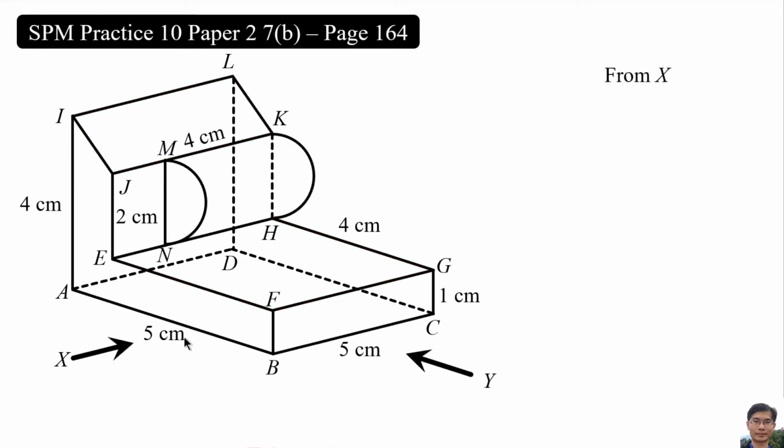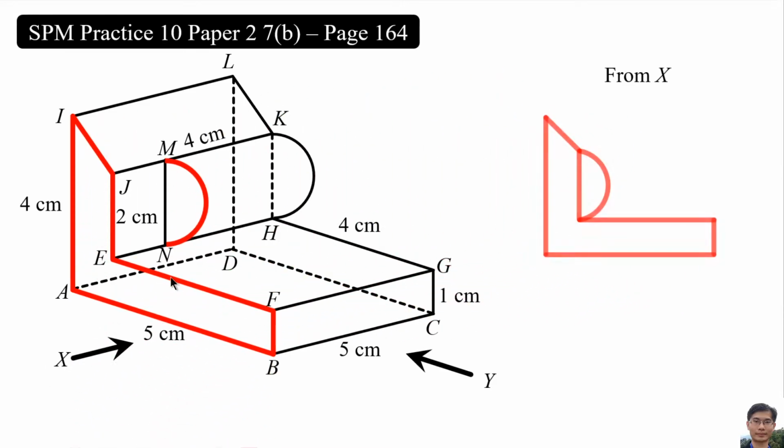From X, view from X. So we see this shape. So the length of the vertical line is 4 cm, horizontal line is 5 cm, and this small vertical line is 1 cm. The radius of this semicircle is 2 divided by 2, means 1 cm. 2 cm is the diameter of the semicircle, so the radius is 1 cm.